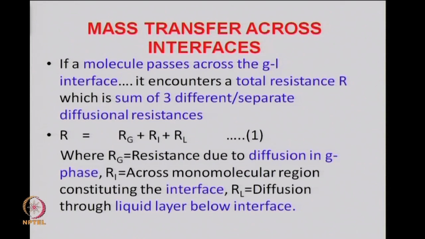So, a molecule, when it passes across the gas liquid interface, would have these three resistances added up: Rg in the gas phase, Ri in the monomolecular layer or region which constitutes the interface, and Rl, which is the resistance for mass transfer or diffusion through the layer of liquid below the interface. That will be the total resistance.